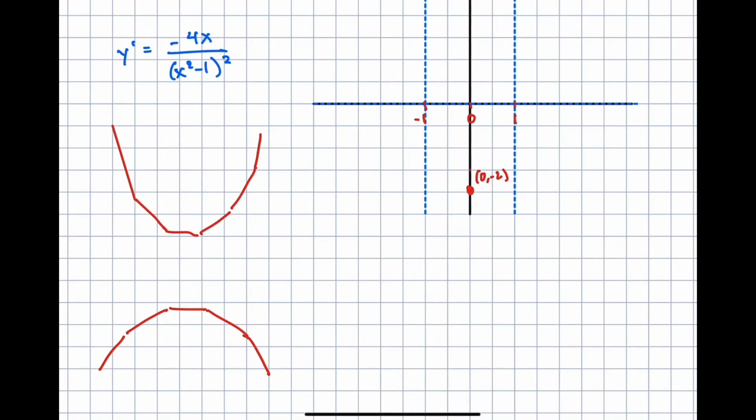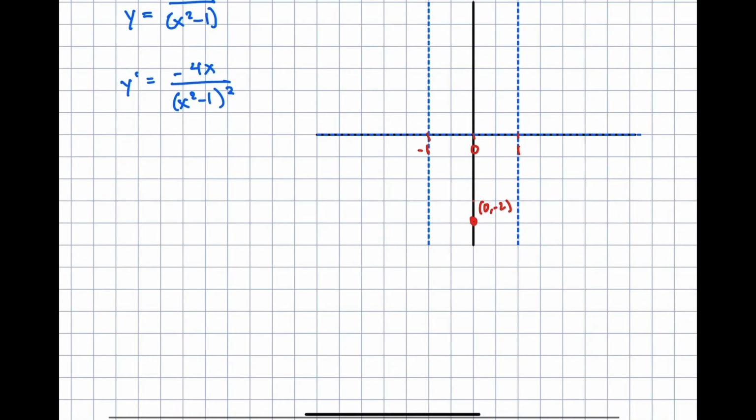And so what we say is if a function has a curve which looks like this first one, we say that function is concaving upwards, so it's curving upwards. Similarly, if a function has a curve like this second one, we say that's concaving downwards. So what we're looking for is where our second derivative is positive and where it's negative, and that's going to tell us about the concavity of our function.